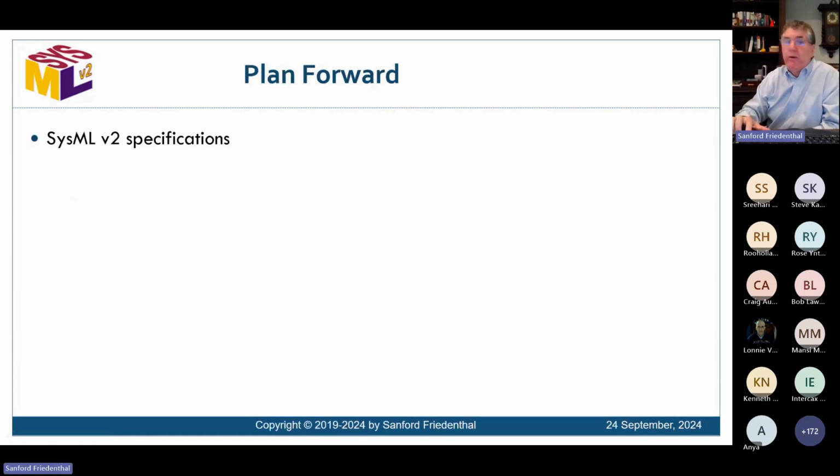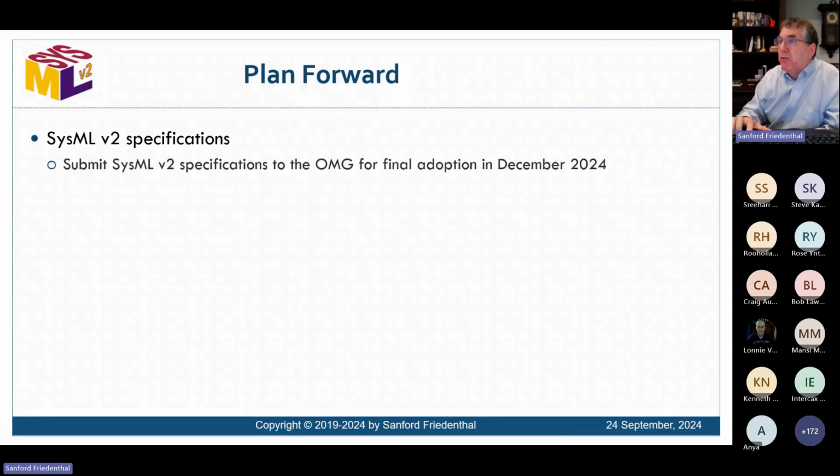So our plan going forward: with respect to the SysML v2 specifications, we're planning to submit the specifications to the OMG for final adoption in December of this year. It is possible and maybe even likely that it will move out one quarter, but no more than that. So it could move out to March of 2025.